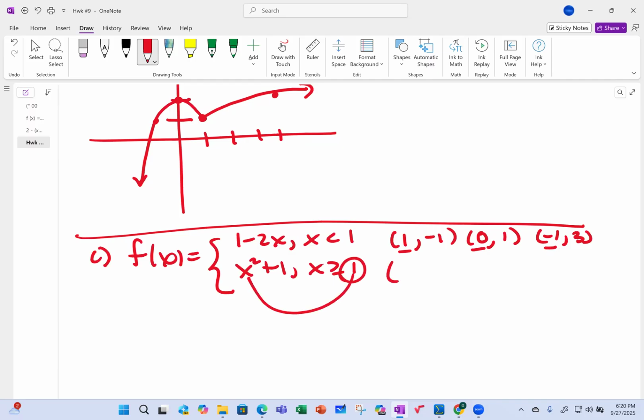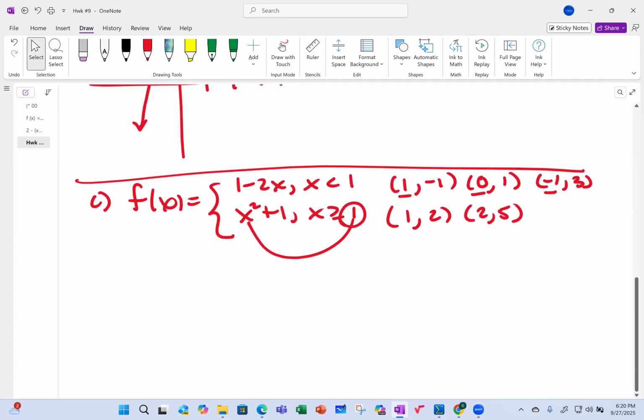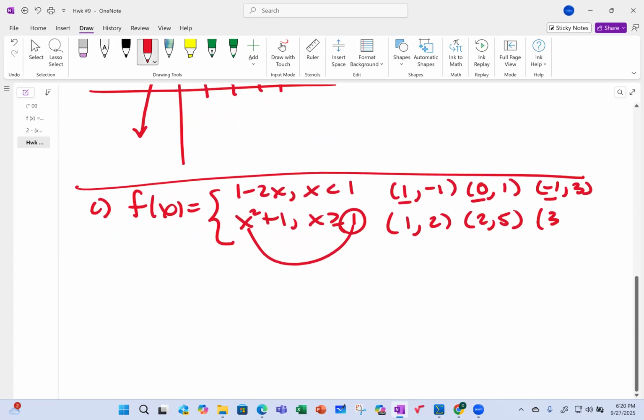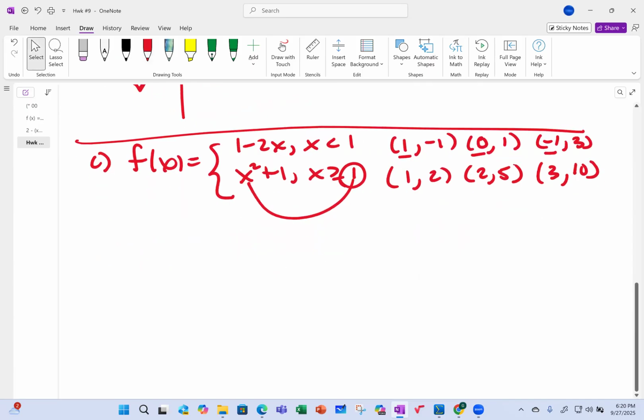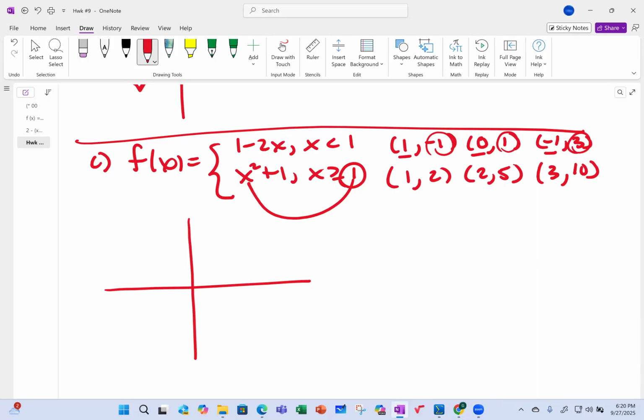Down here, I'm going to substitute 1 in. 1 squared is 1, plus 1 is 2. I'll pick 2. 2 squared is 4, plus 1 is 5. And I think I'll have enough points for that. I mean, I could, of course, pick 3, square it to get 9, and add 1 to get 10. It's very important to get those outputs correct, because if these y's are incorrect, your graph will not connect to give you the right shape.